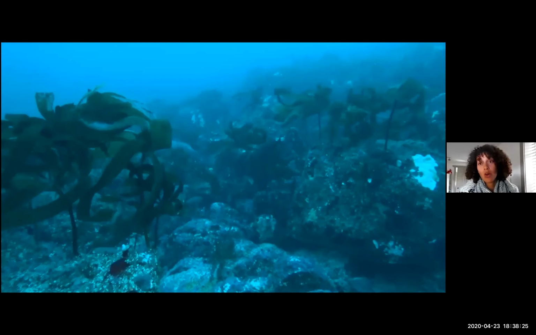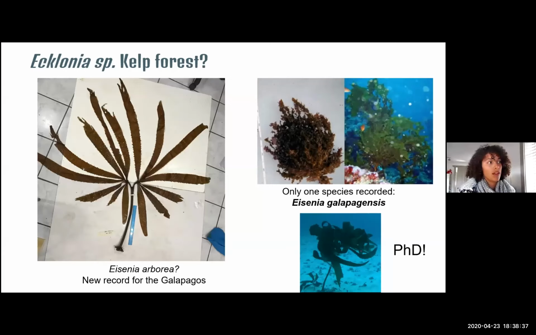And kelp belong to the cold parts of the world. So to find it here in the Galapagos is like finding a penguin in Barbados. But we do have penguins in Galapagos, and we actually do have a kelp species in the Galapagos that we all knew about. And I was super thrilled because I thought I found a kelp forest of this kelp species called Ecklonia galapagensis, and that was thought to almost be extinct because of the El Nino events that happened there. But when we got some samples, we realized that it's not that one, and we found a new record for the Galapagos, possibly a new species.